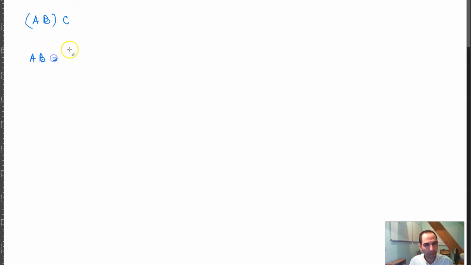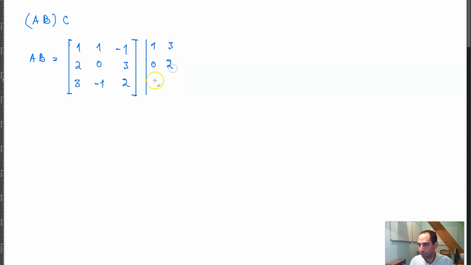So AB is basically, this matrix is 1, 1, negative 1, 2, 0, 2, 0, 3, 3, negative 1, and 2. And then we multiply that by B, which is this matrix 1, 3, 0, 2, negative 1, 4. This is a 3 by 3 matrix and this is a 3 by 2 matrix. These two numbers are equal, so multiplication is defined, and you will get a 3 by 2 matrix. So a 3 by 2 matrix would be something like this.